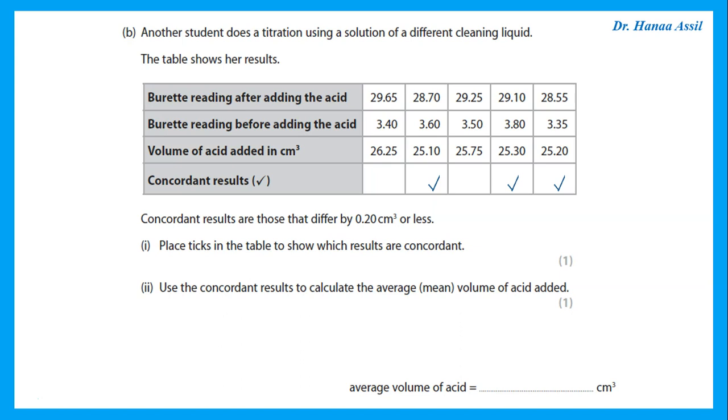Once we have decided which ones are concordant, these are the ones that we use to get the average. So when he says calculate the average volume of acid added, you use the concordant results, not all the results. Average means you add them and divide by their number. So these are three results, you divide by 3, and that means my average volume of acid is this. Okay?